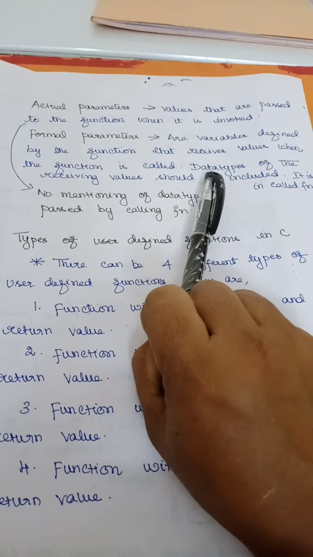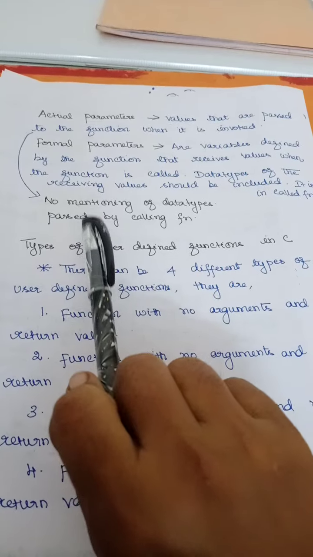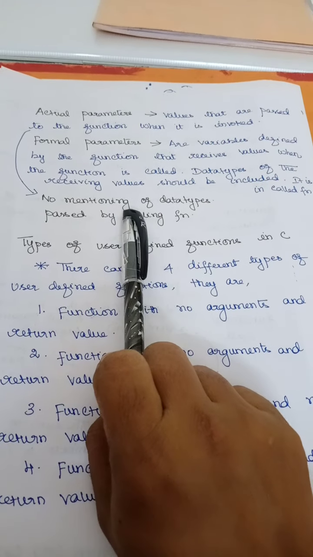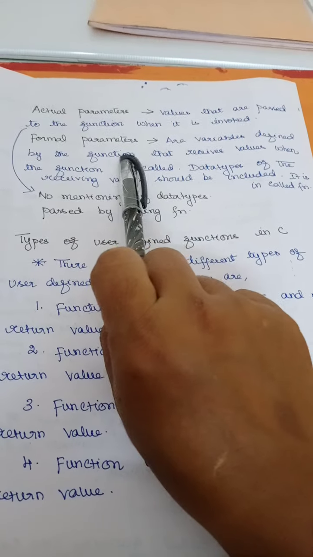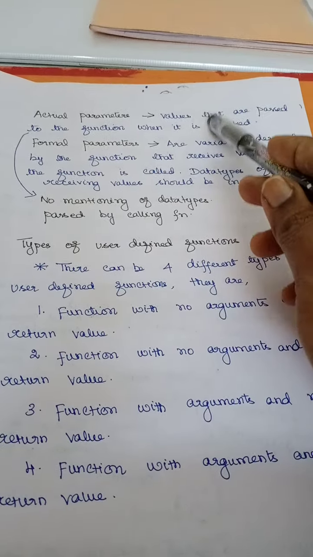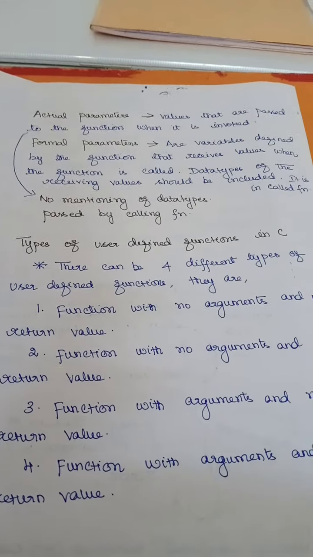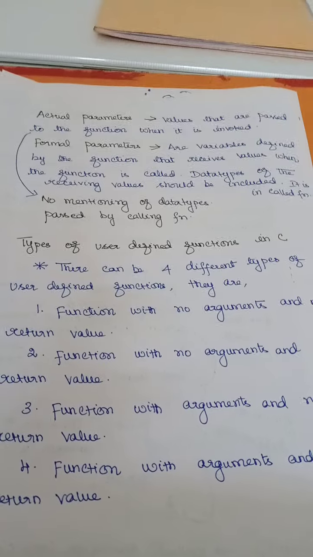Clear? And here I need to include the data types. Right? And here I need not mention the data types. And actual parameters are in the calling function, and formal parameters will be in the called function. This can be asked in 2 marks: the difference between actual parameters and formal parameters.